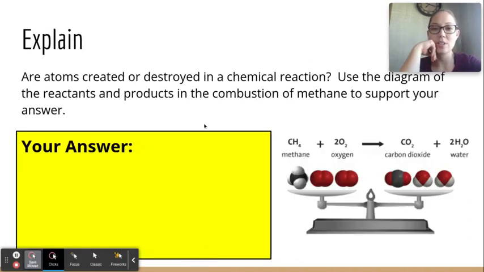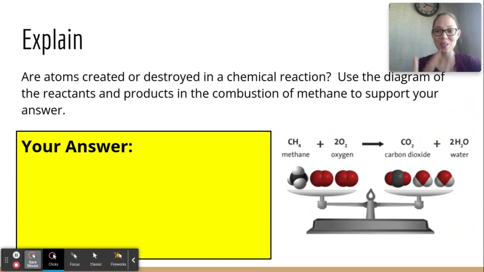So again, I want you guys to look at this. My question to you is, are atoms created or destroyed in a chemical reaction? So use what we just saw on the previous slide and this diagram here of combustion to support your answer. So pause here, write down your ideas about if atoms are created or destroyed, using what we saw as evidence to support your answer.